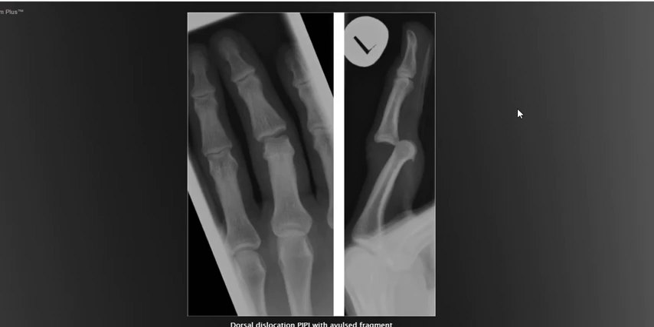Looking at dislocations of the finger, this is a dorsal dislocation of the proximal interphalangeal joint. This also has a small avulsed fragment here as well. How we describe this dislocation is the direction of the bone most distal to the joint affected in relation to the bone that is more proximal to the joint affected. So in this case, the middle phalanx is moving dorsally away from the proximal interphalangeal joint, and this is why we call it a dorsal dislocation.